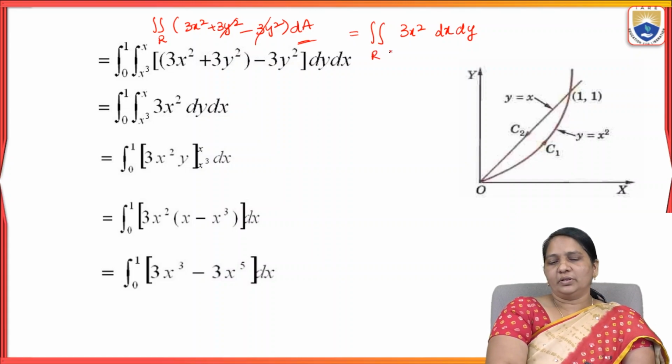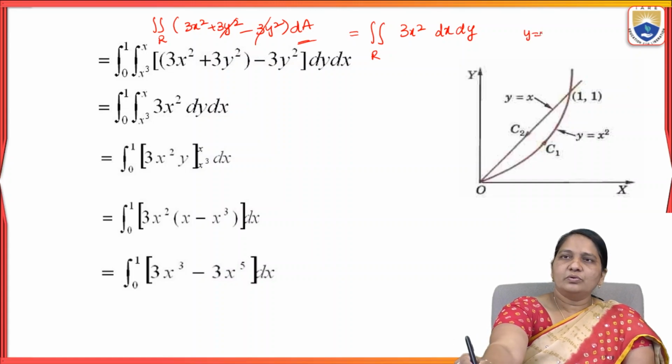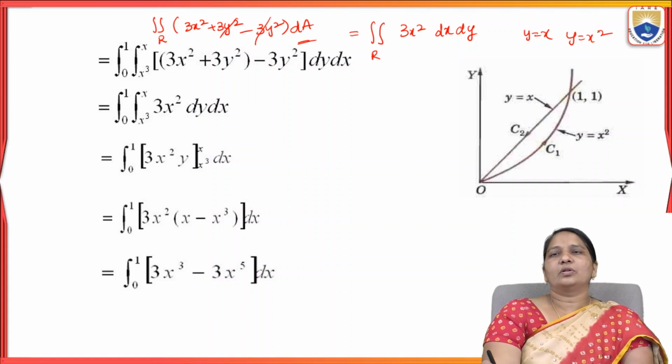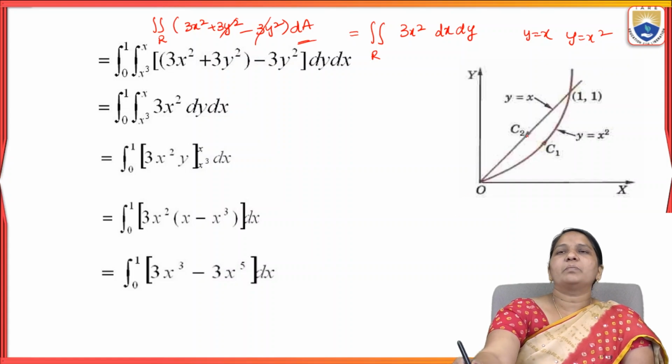How to know about the limits? We can observe that they gave two curves, y equals x and y equals x². According to the parabola, this one is y equals x². And y equals x is the line passing through the origin. So this is y equals x. We are taking these as C1 and C2. This is one curve, and this is the other curve.